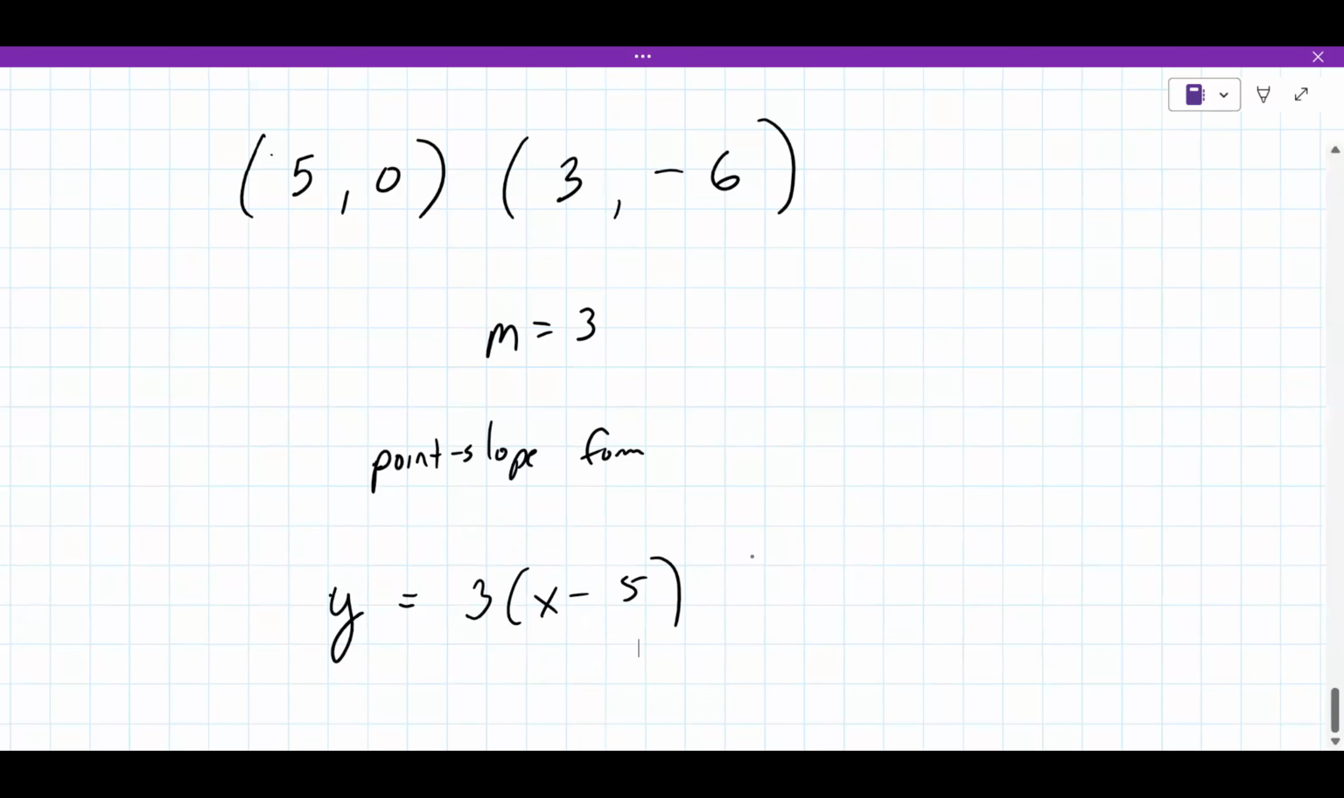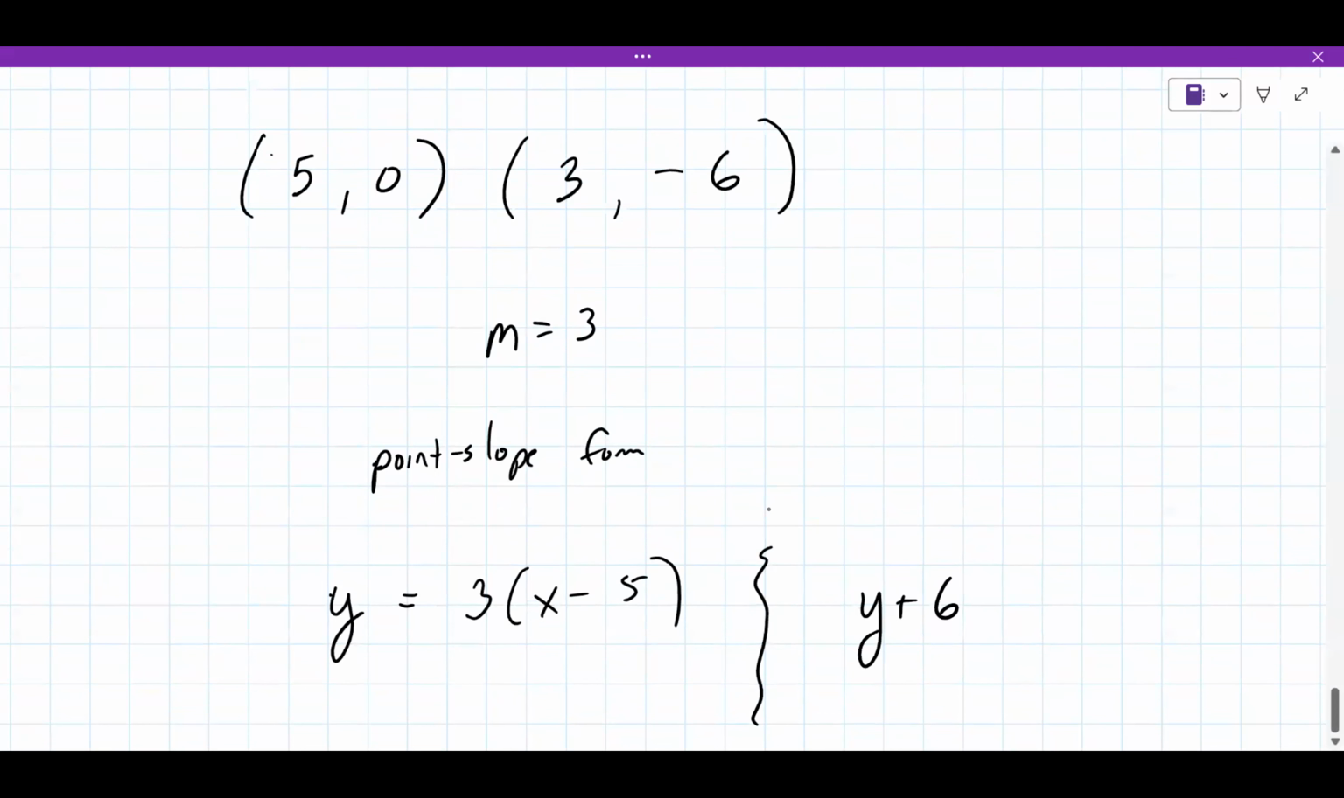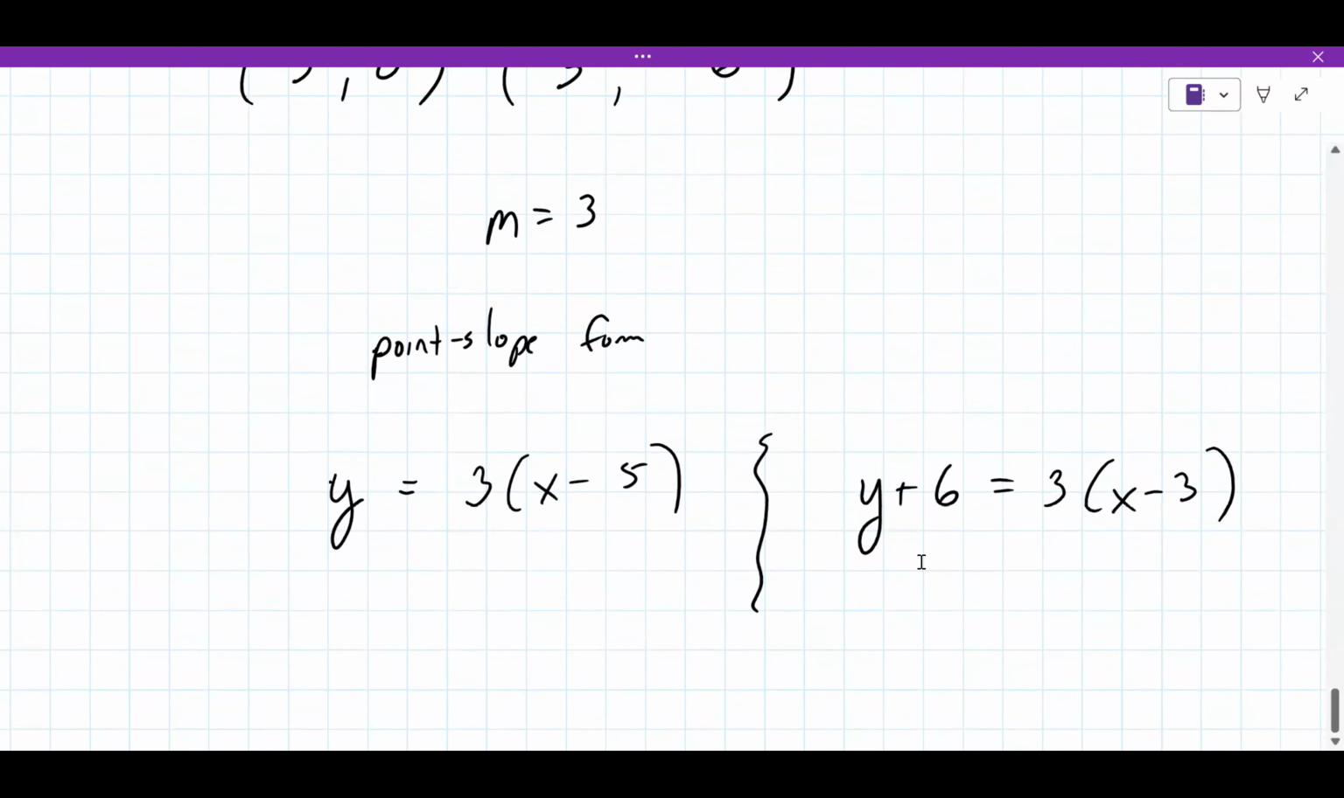So we're going to do the same thing over here. We're going to use the other point. Y plus 6 equals 3 times x minus 3. I want you to solve this one on the right for slope intercept form. Slope intercept form, please. Y equals 3x minus 3.